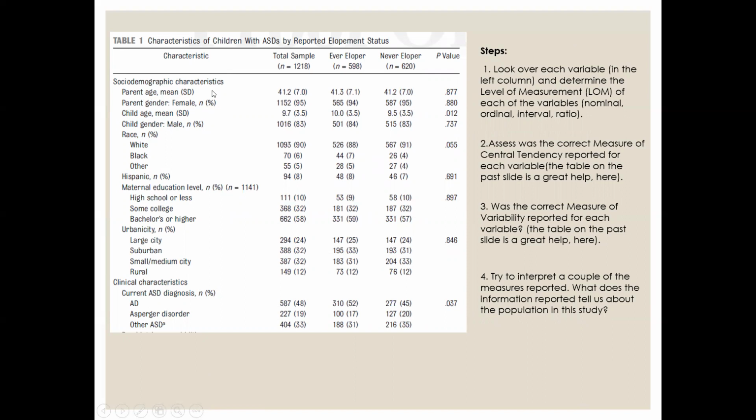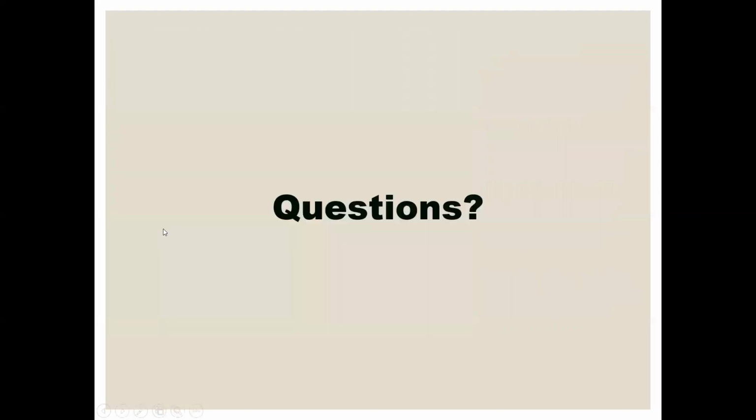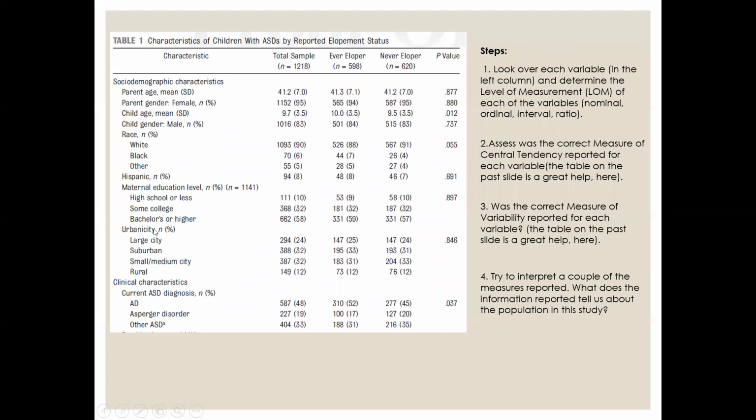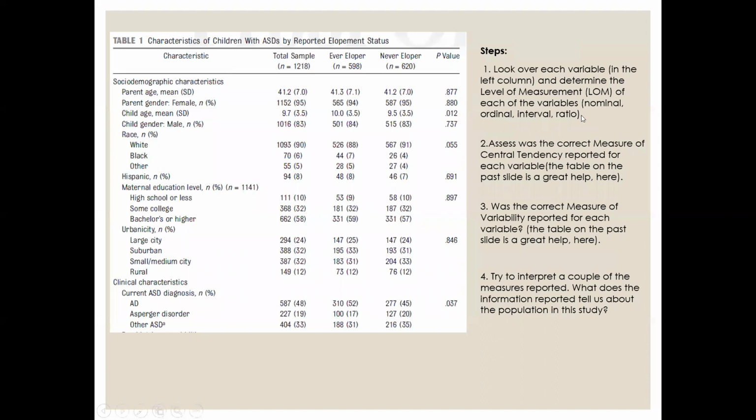So we're looking at parental age, child age, gender, race, whether people self-define as Hispanic or Latinx, maternal education. Sorry, we're looking at where people live, right? Physical setting. We're looking at current diagnoses. I'm sorry that it keeps flipping. So we can look at the level of measurement of each of these variables. And then we can think about the correct measure of central tendency. We can also see variability and try to interpret them.